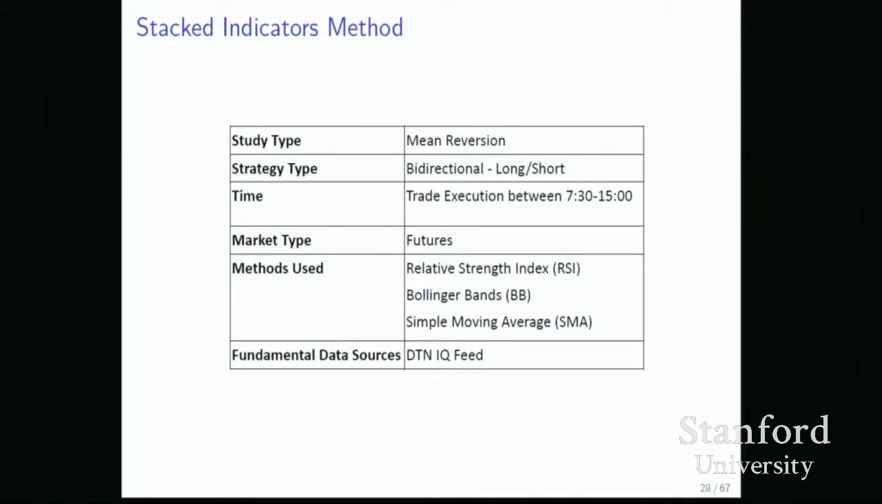Okay. So here you would see that this is a simple application we looked at. I think we mentioned the study type is mean reversion, and it's bi-directional, long or short, and we focus mostly on the futures market. So here the trade execution is between 7:30 and 15:00, because most of this is traded on the Chicago Board of Trade. So we restricted it to 7:30 to 3. We looked at three indices here: one is the relative strength index, and Bollinger Band, and simple moving average.